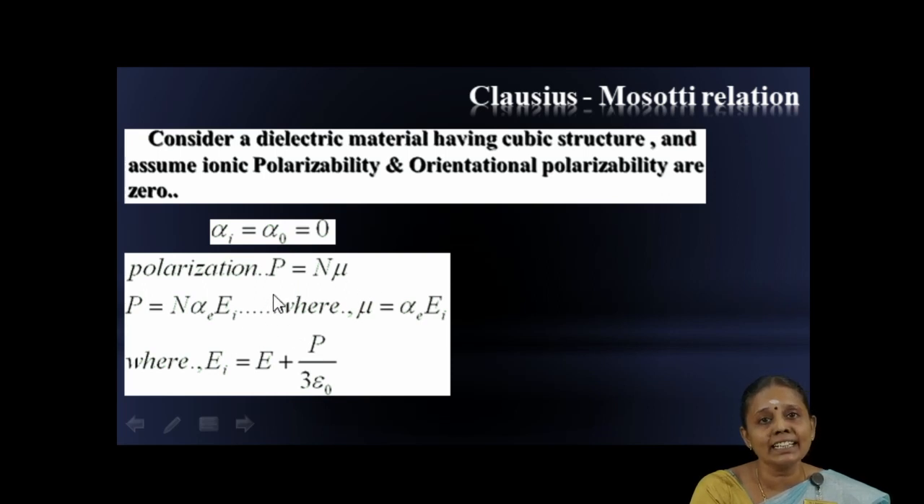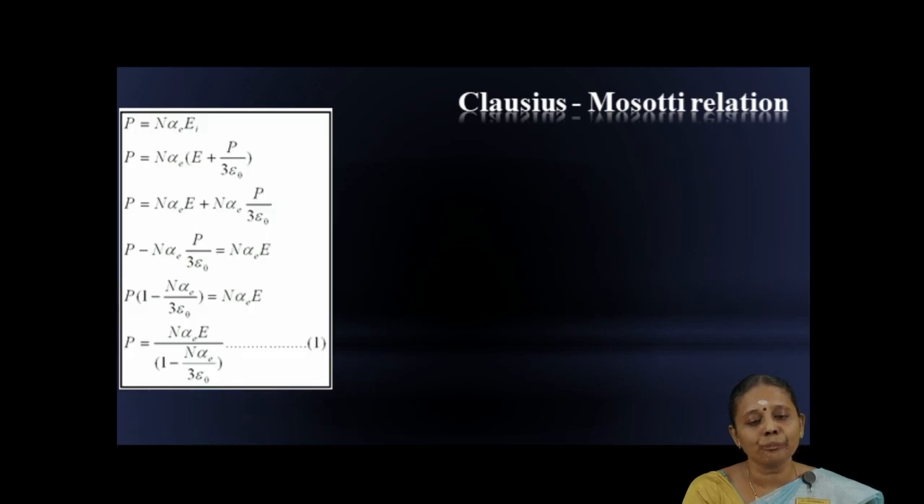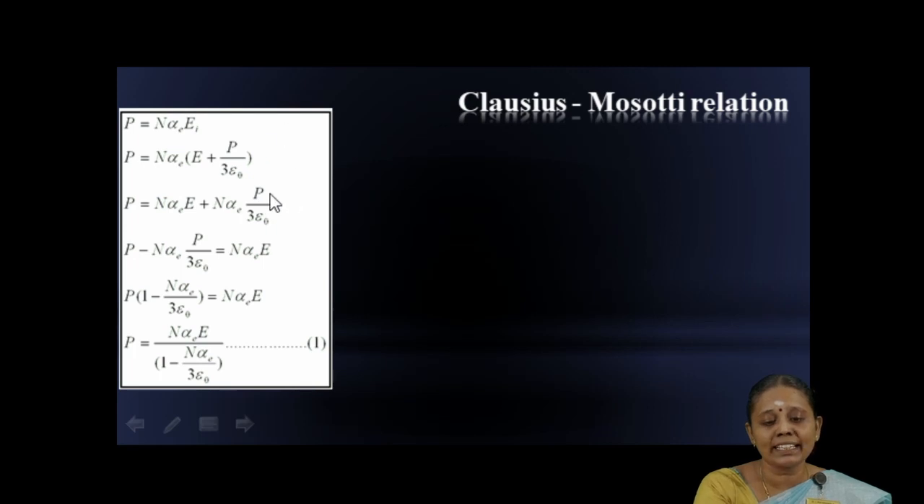Here alpha E is the electronic polarizability, because electronic polarization occurs at all frequency ranges. The other 3 polarizations become 0. So P is equal to N alpha E into EI. Here EI is the local field. Local field value, we know that EI is equal to E plus P by 3 epsilon naught. Substitute the local field value, we get P is equal to N alpha E into E plus P by 3 epsilon naught. Then after getting inner multiplications and some simplification, we find the value of the polarization vector.